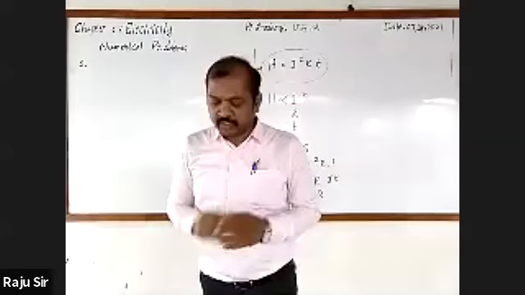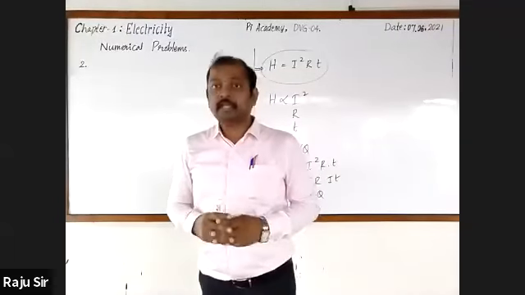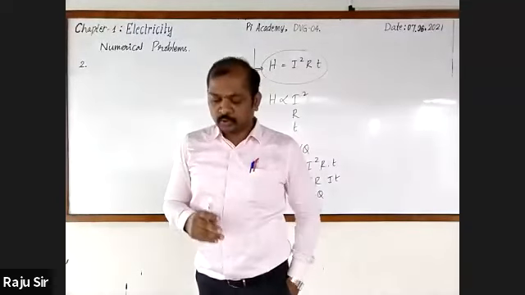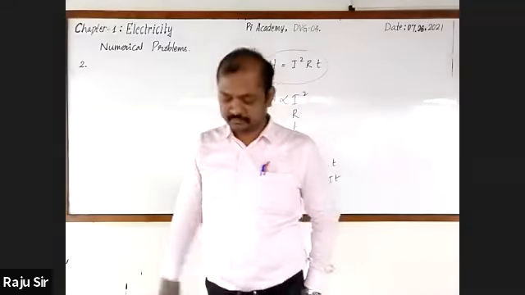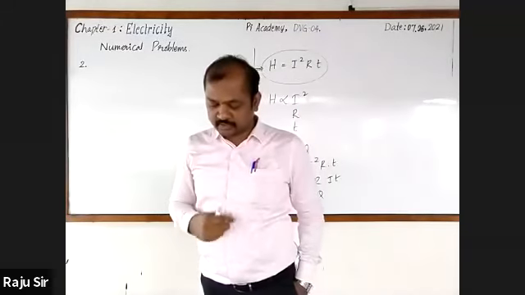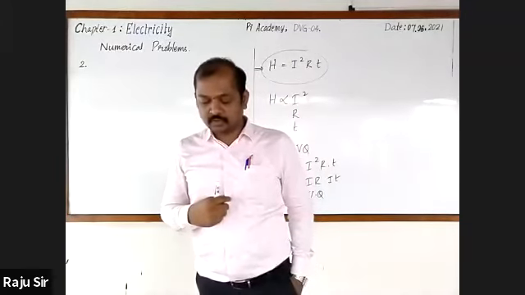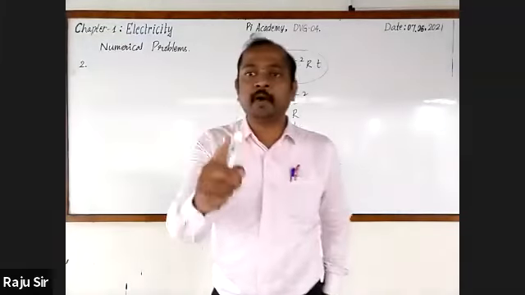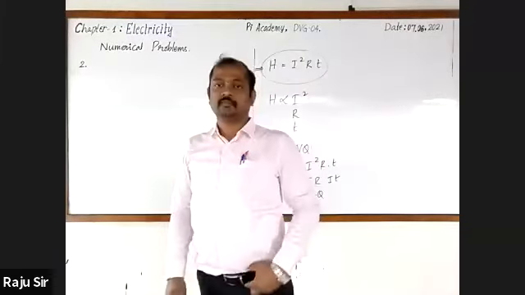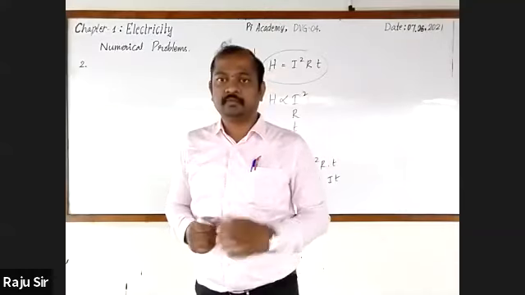A resistance of 40 ohm is connected to a 20 volt battery. Then we have to calculate heat energy in joules generated per minute. R is equal to 40 ohms.